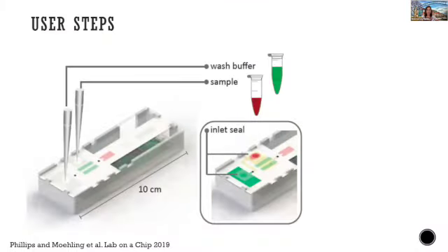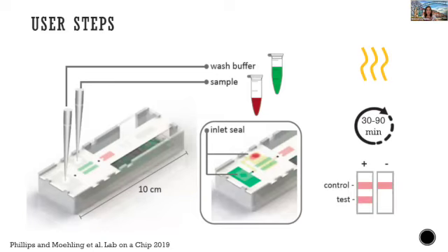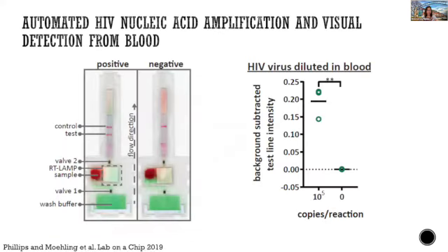For your user, add sample, add buffer, close it up, heat. It automatically heats with the electronics inside. Those run for their cycle of 30 to 90 minutes, and then automatically gets to the readout. And we really thought this was an elegant way to demonstrate that we could detect HIV from whole blood with positive and negative samples. When we started this, we wanted to increase the limit of detection to make it more sensitive, which we're still working on, but we've got a start.